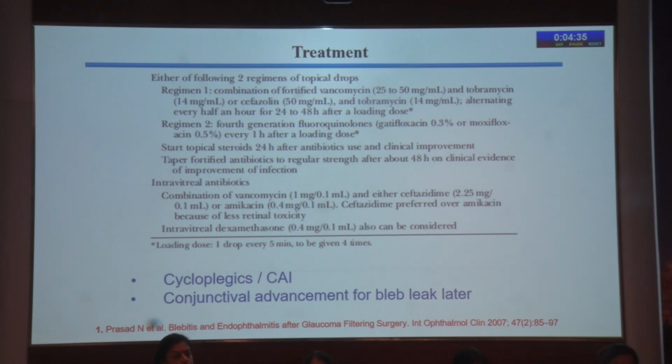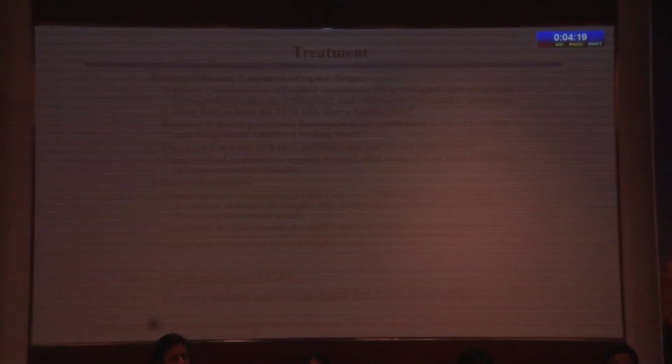Systemic antibiotics may be considered if the infection has spread to the vitreous. Oral fluoroquinolones or even linezolid is extremely helpful. And conjunctival advancement for bleb leak may be required later if the bleb leak does not heal on its own after the control of infection.